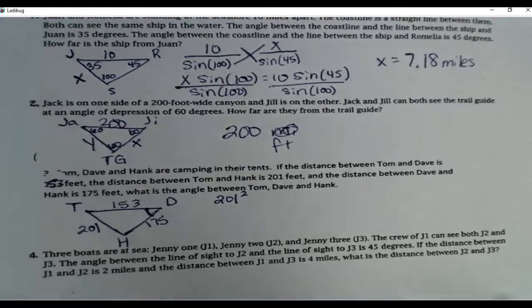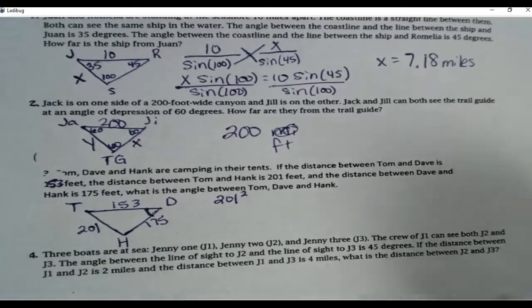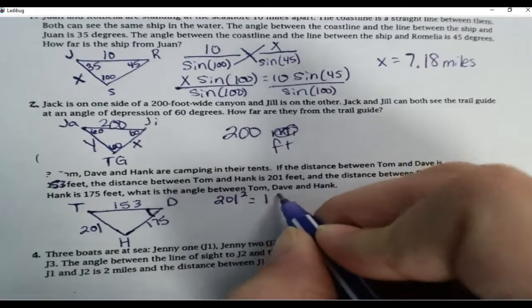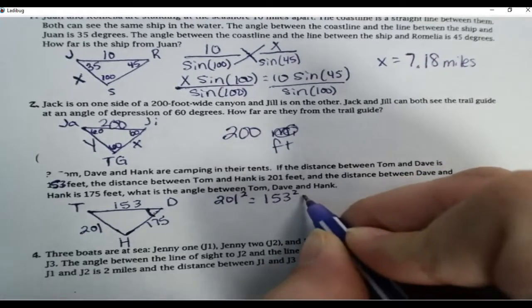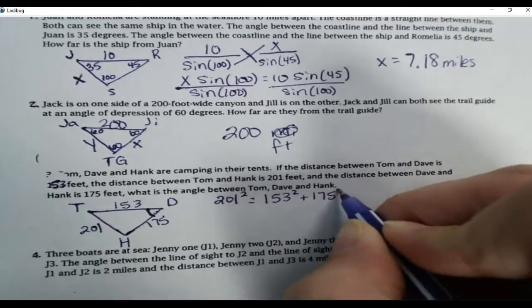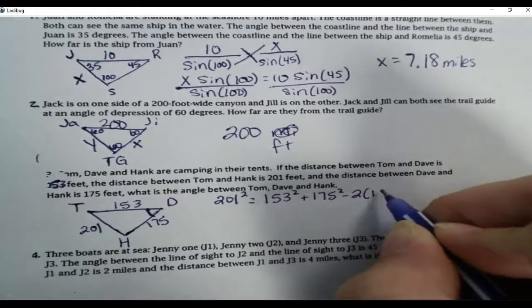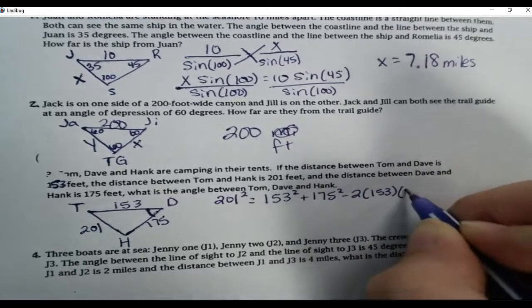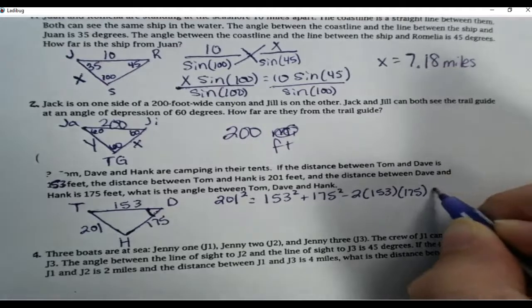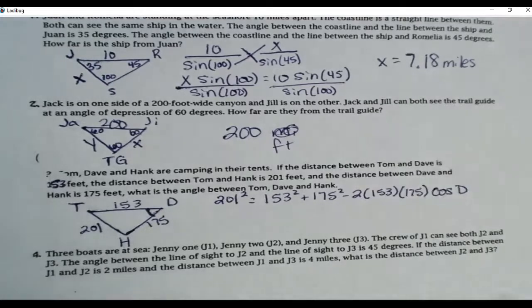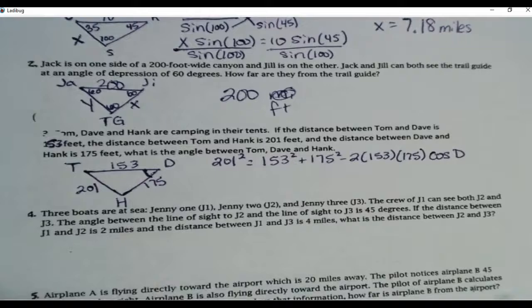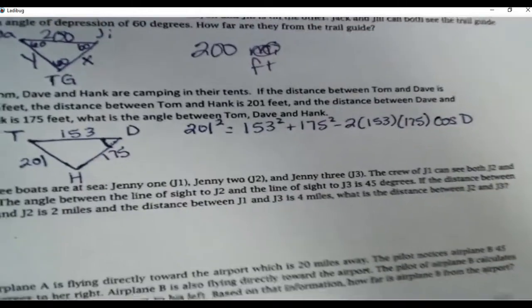So whatever angle you're looking for, you plug in the opposite side. That's your first. Okay? Now the other 2 don't matter. It doesn't matter if I do 153 squared or 175 squared. We're going to get the same answer either way. So 153 squared plus 175 squared minus 2 times 153 times 175. And then cosine of D, that's what we're trying to find.